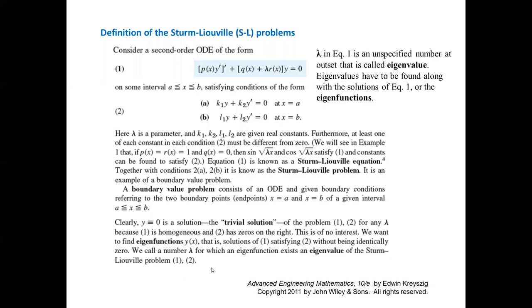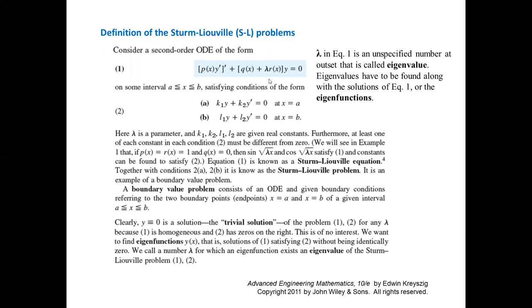Sturm Liouville problem has a few characteristics in its definition. The first term of this equation involves the derivative of a product involving a function p times the first order derivative of y. So if we expand the first term, we're going to have the second order derivative times p plus p prime times y prime. So it is a second order ODE.